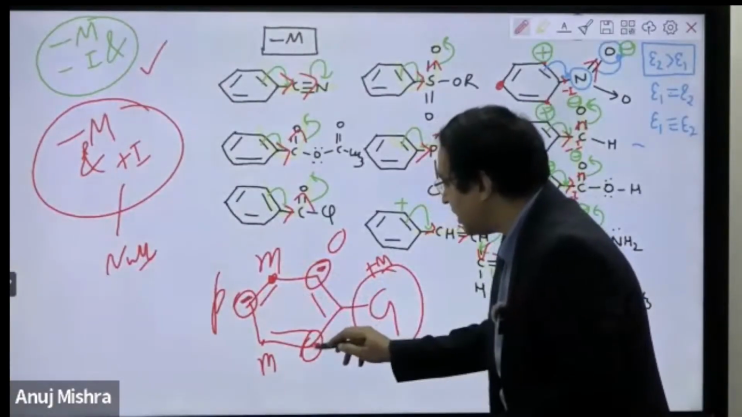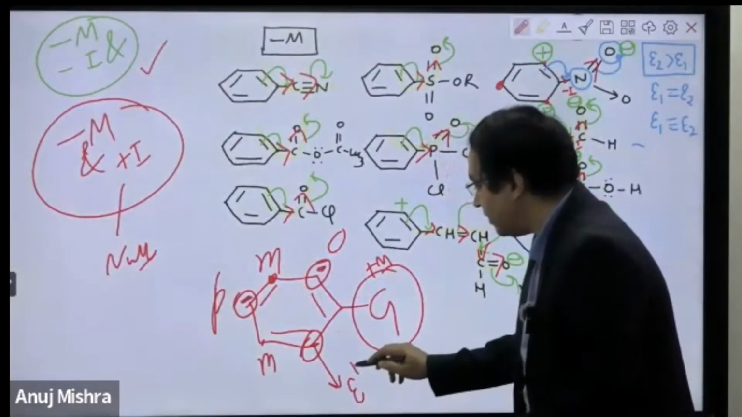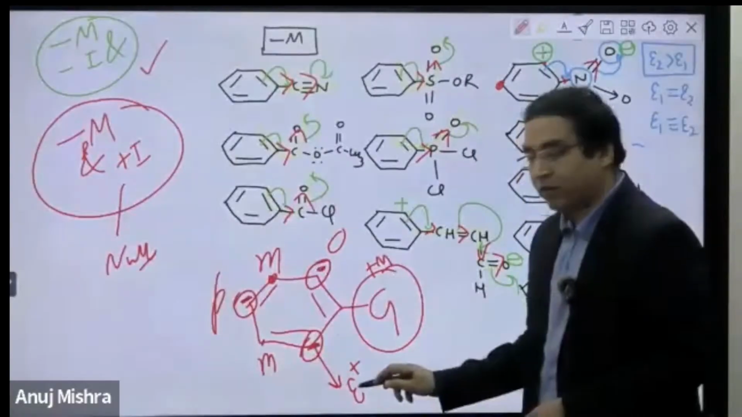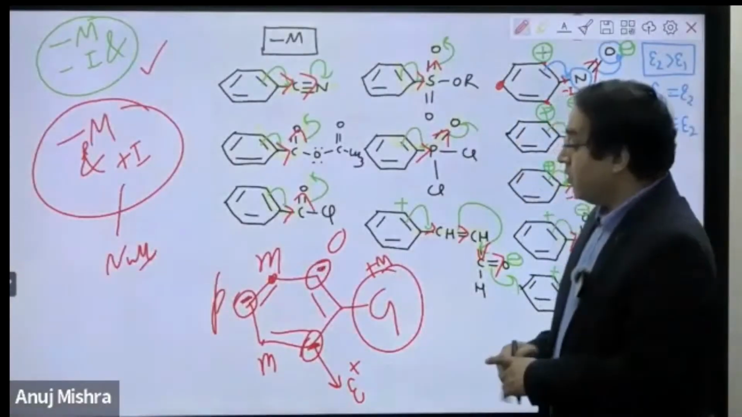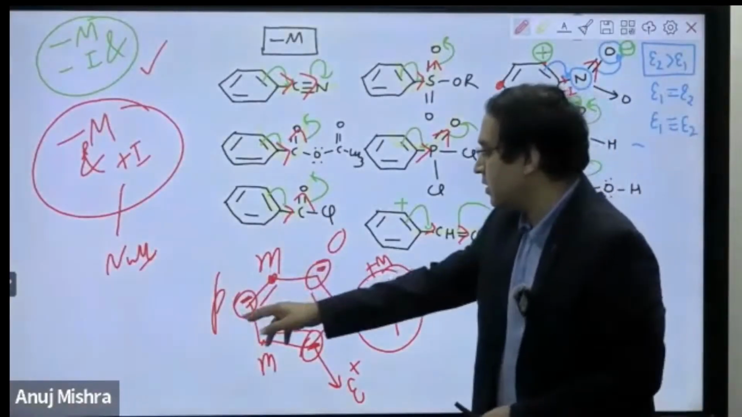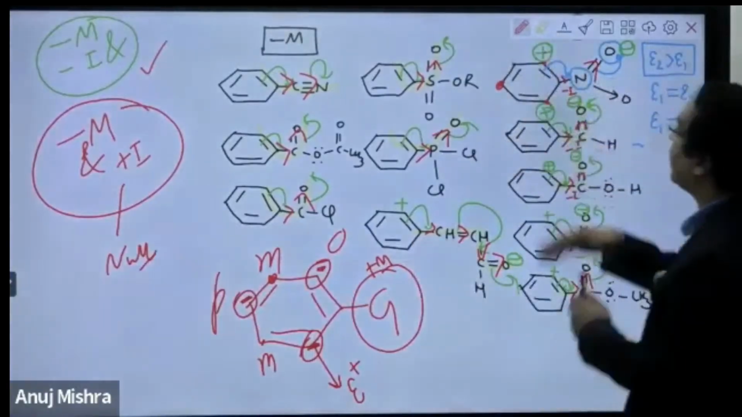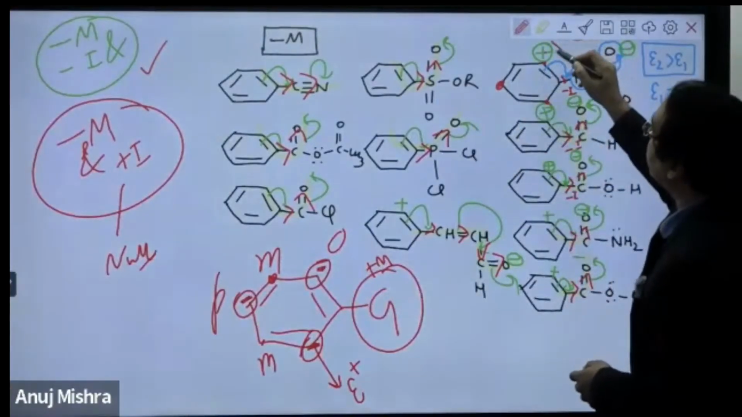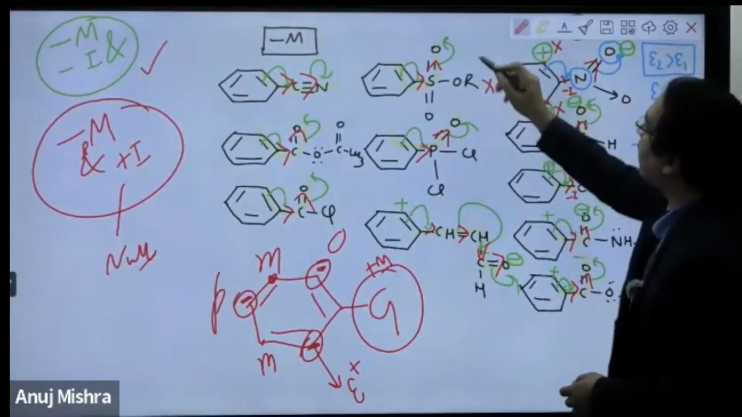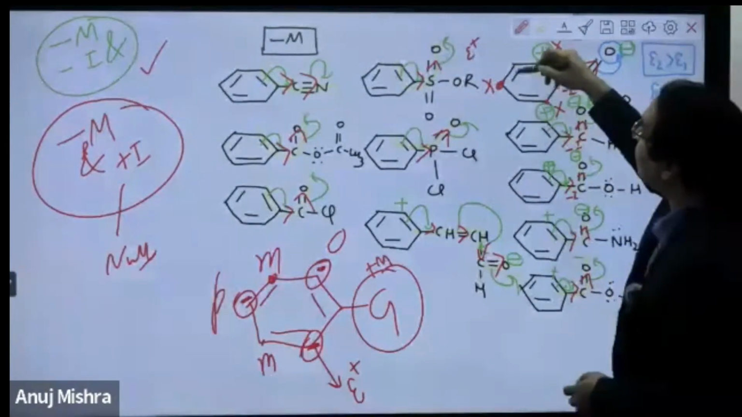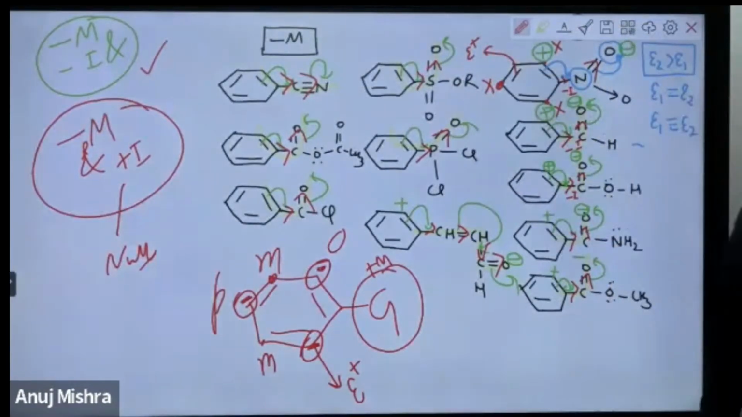Hence, these positions are activated to attack on electrophile. Because they are negative, they will look forward for E plus. When these positions become plus in presence of minus M group, like in this case, these positions become useless for electrophile. Hence, relatively, meta becomes a better position. I repeat my sentence.